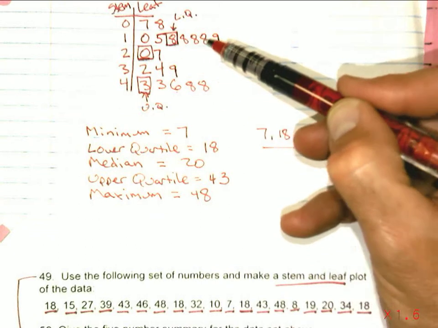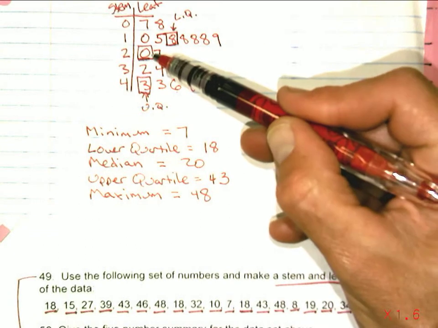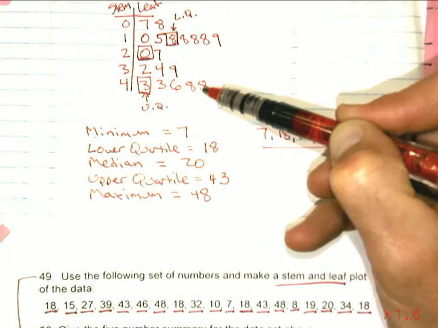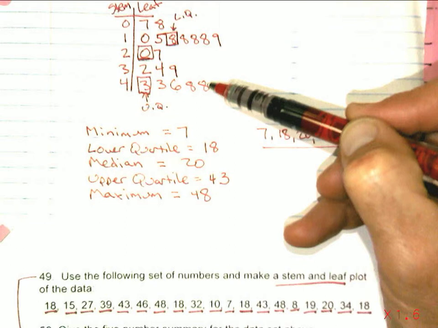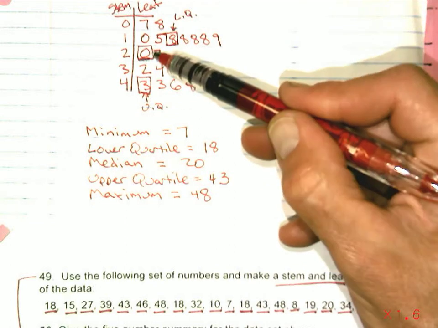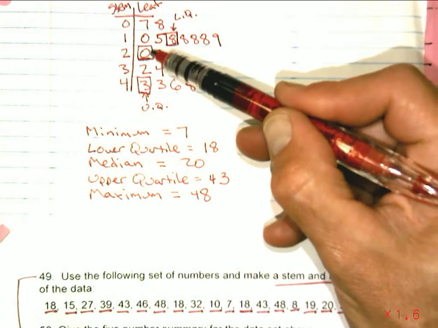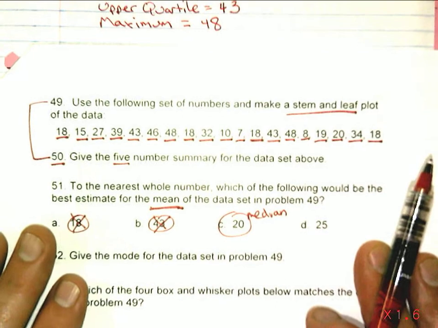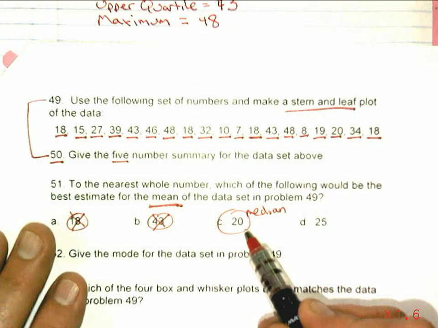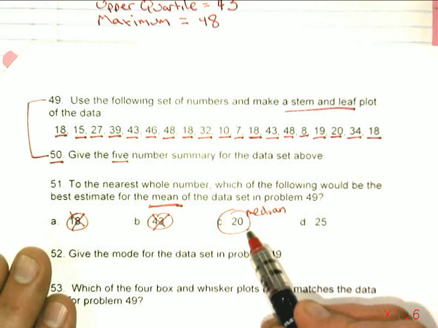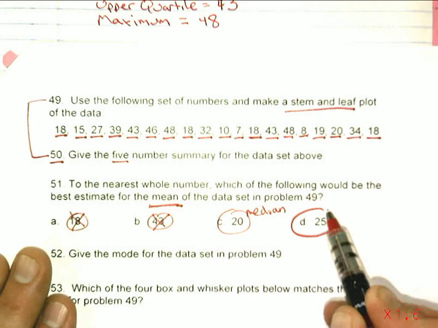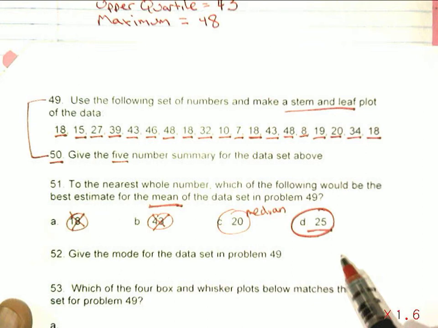Even though we have some 18s, those are actually all fairly close to the 20. They're not very far away from it, but with these 43s and 46s and 48s in the data set, we have numbers that are much higher than 20, and so that's going to tend to pull the mean above the median. And so if we know that 20 is the median, and we have large numbers in the data set that are going to pull the numbers higher than the median, then the only answer choice that really makes any sense at all is D, or 25.